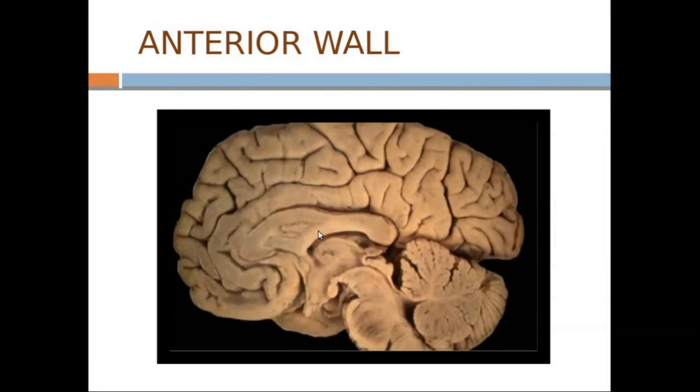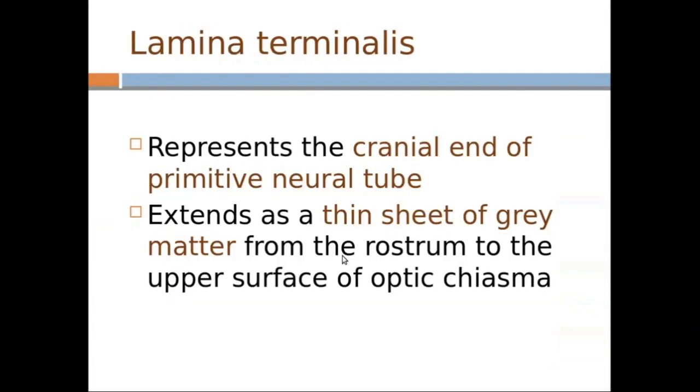So these are the fornix. In the front it will form the diverging columns of fornix. Lamina terminalis, anterior commissure and diverging columns of fornix. So this is lamina terminalis, anterior commissure and diverging columns of fornix, which is forming the anterior boundary.